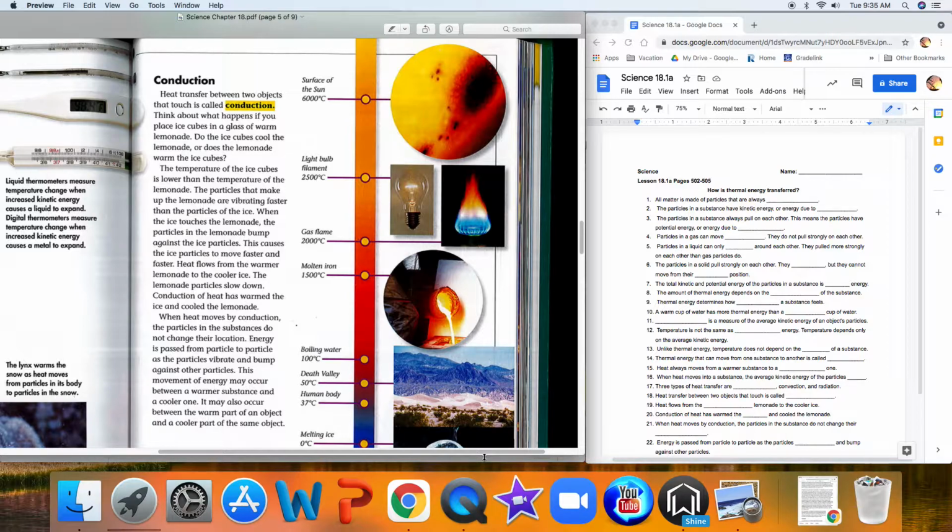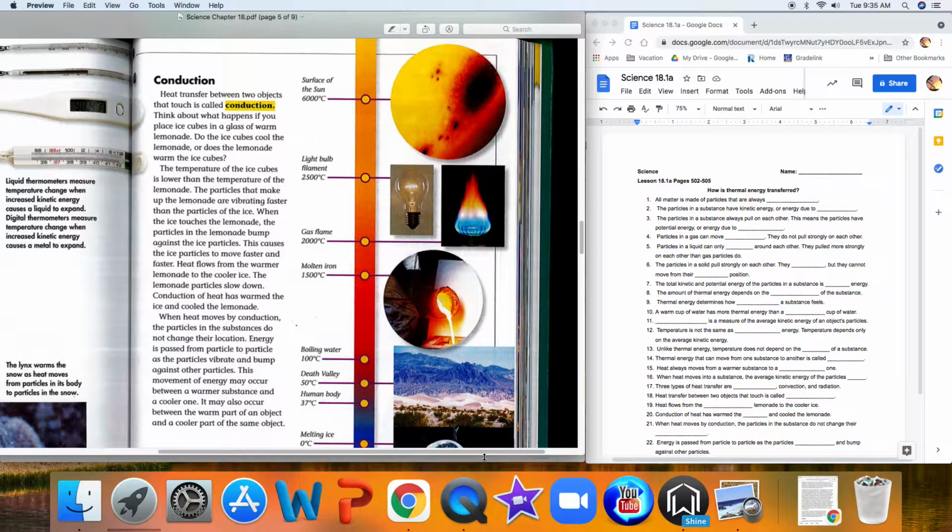Okay, let's go through it, guys. Number 1, you got conduction. For conduction to transfer heat, the objects must touch. So when you think conduction, think they need to be touching. That's what we did with number 18. Heat transfer between 2 objects that touch is called conduction.